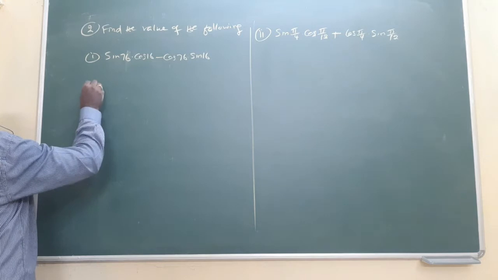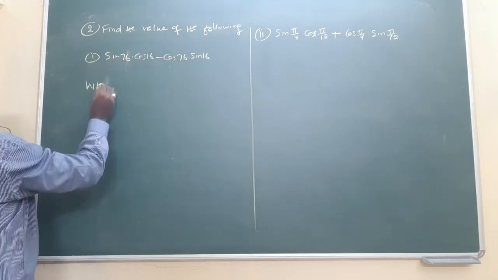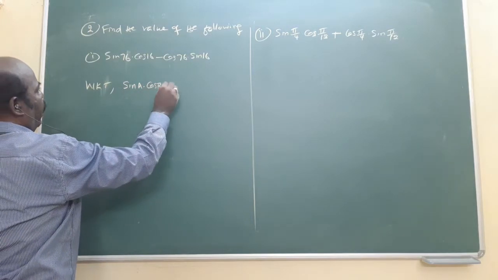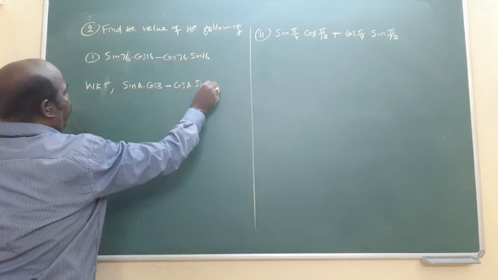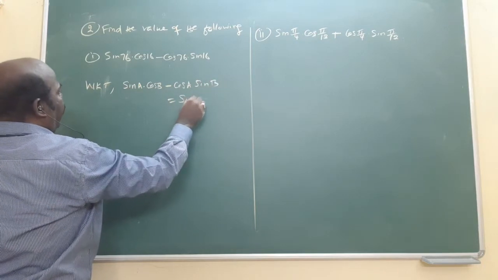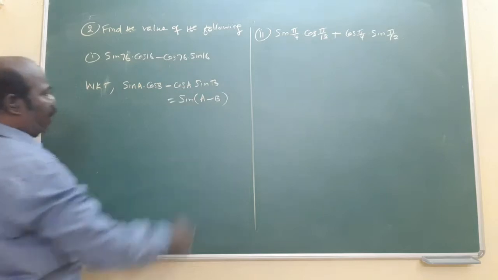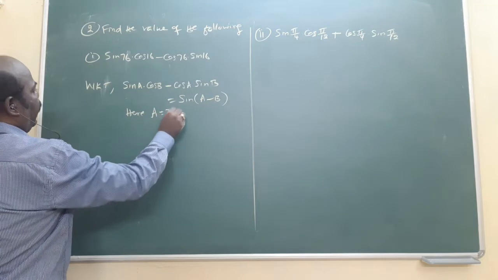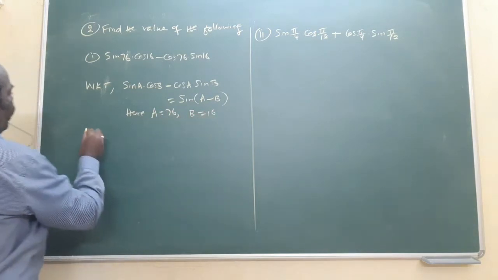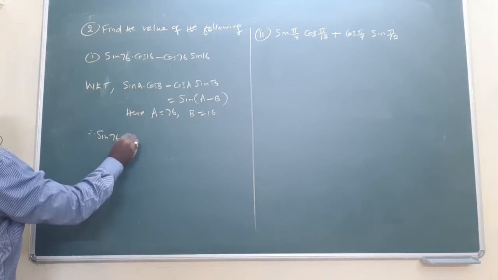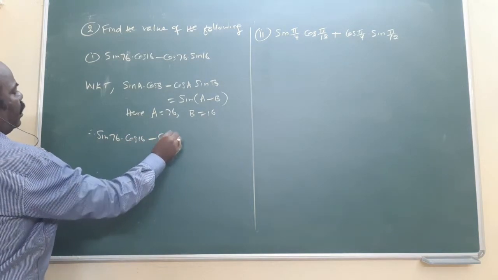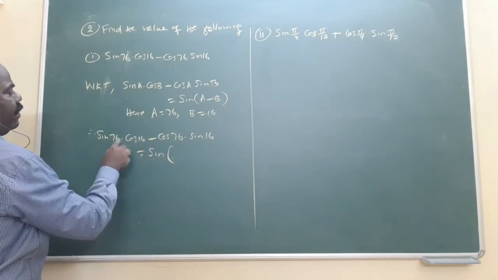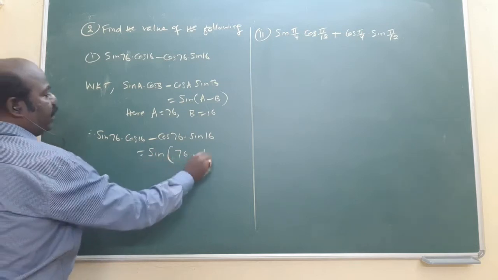We know that this is a formula. We know that sin A cos B minus cos A sin B is the formula for sin of A minus B. Am I right? Here A equals 76, B equals 16. Then write the question: sin 76 cos 16 minus cos 76 sin 16 is equal to sin of A minus B, that is 76 minus 16.